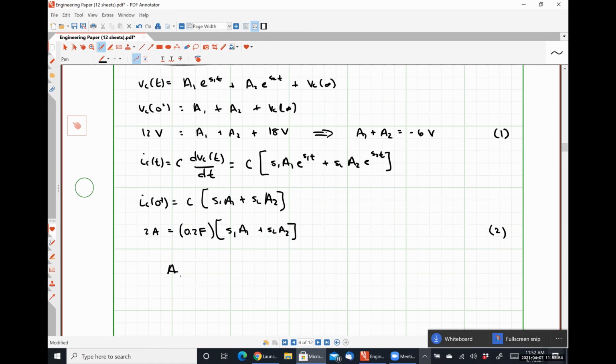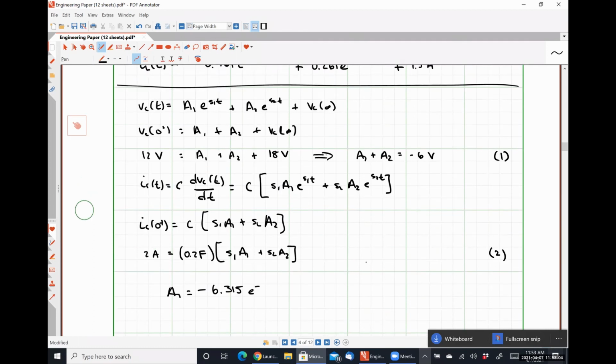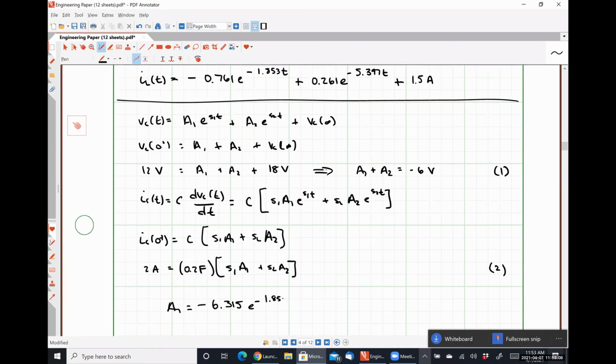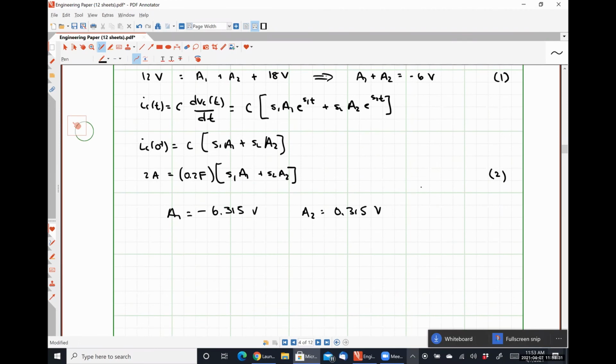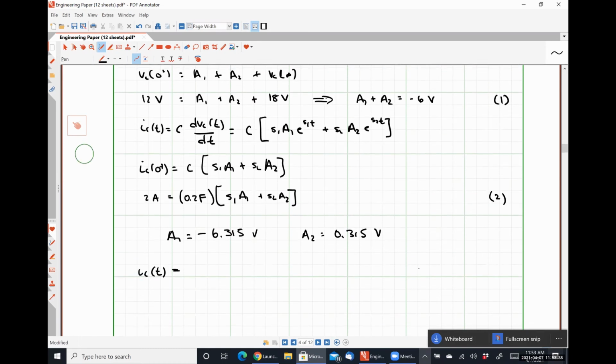And I get A1 is equal to negative, oh sorry, I mixed my steps up there. A1 is negative 6.315. A2 is positive 0.315. These are both measured in volts. All right, and so from here, IC of t, my first coefficient is going to be C, which is 0.2.